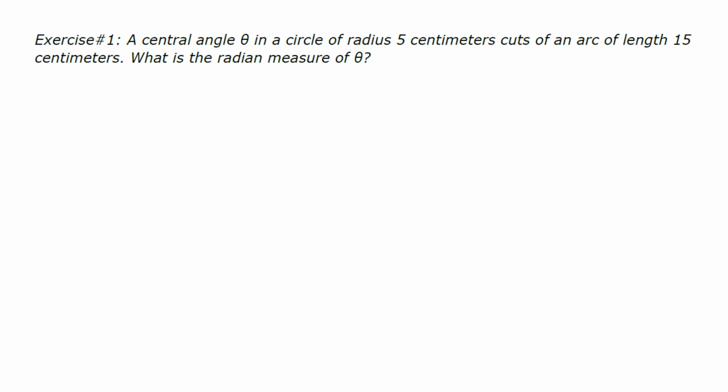So in our first example, we have a central angle theta in a circle of radius r, 5 centimeters, that cuts off an arc of length 15 centimeters. What is the radian measure of theta? So let's draw our circle. All right, and we have our center. We have a radius r, which our problem tells us is 5 centimeters. We then have an arc of length 15.